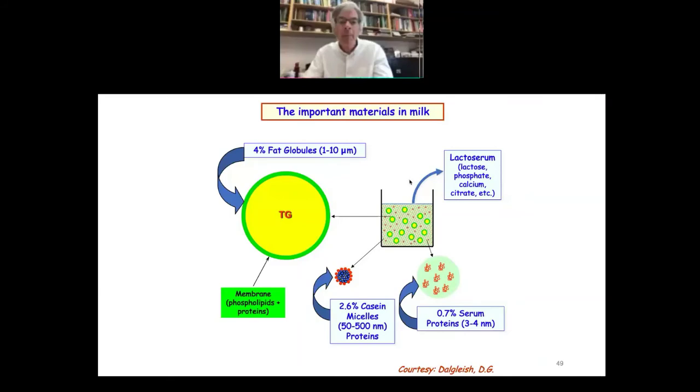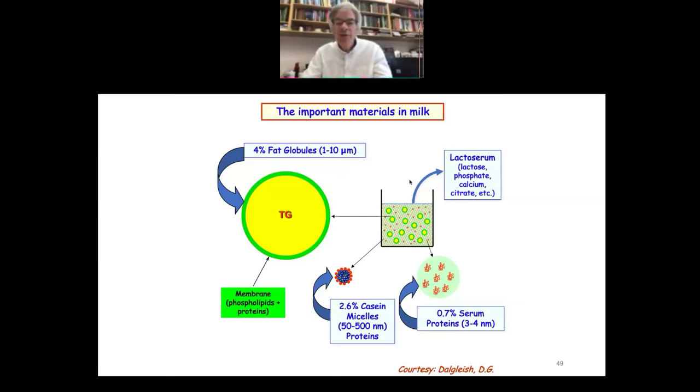The fat globule, the natural milk fat globule membrane comes from the secretory cell. The casein micelles, they make up about 2.6% of milk, and they are also colloidal particles. Casein micelles are in that colloidal particle range. They are typically 50 to 500 nanometers in size, and they include protein, calcium, and water primarily.